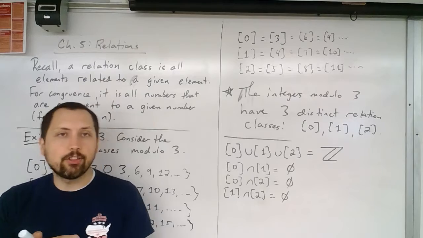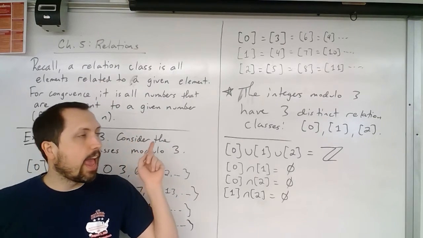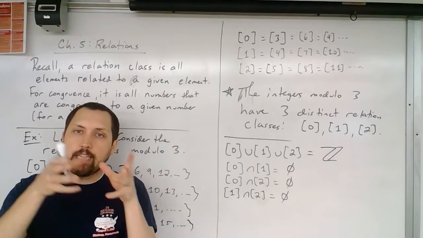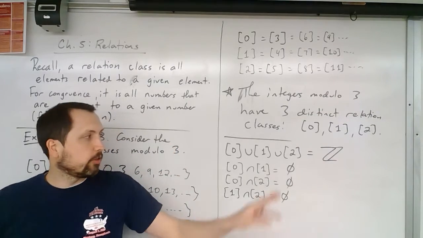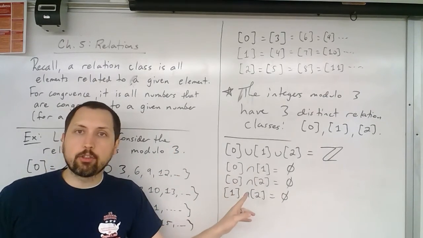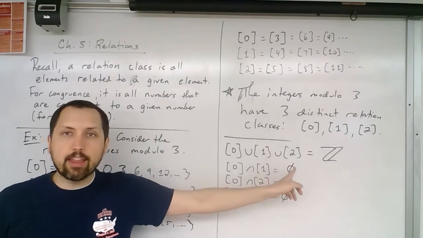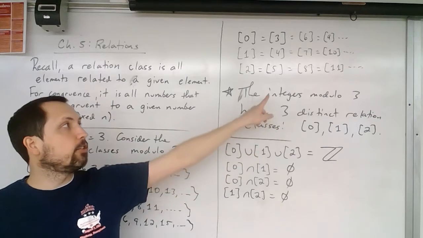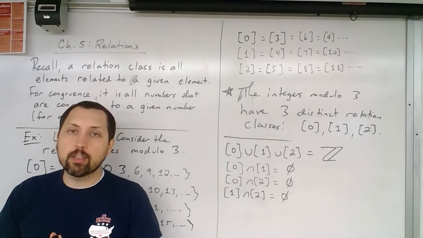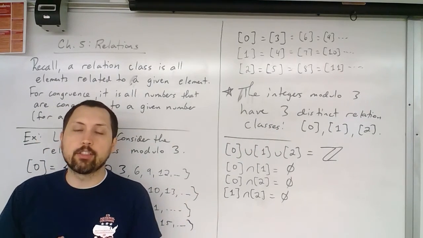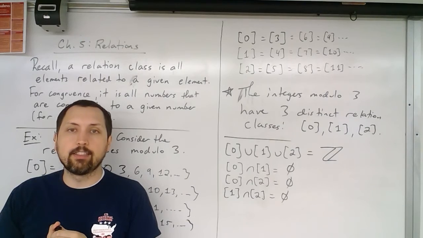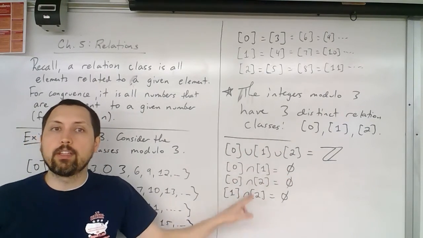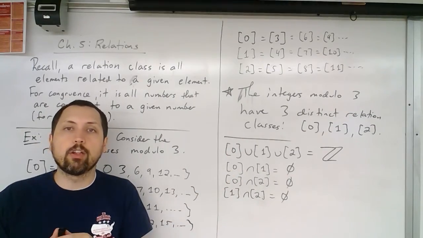So what you have is the integers, and we essentially have divided the integers into these 3 distinct groups where there's no overlap between any of these groups, but you put them all together and you get all of the integers. But that's at least true for integers modulo 3. What about for other cases? Well, we'll come back to that and see how we can prove some of these to be true for a general n.